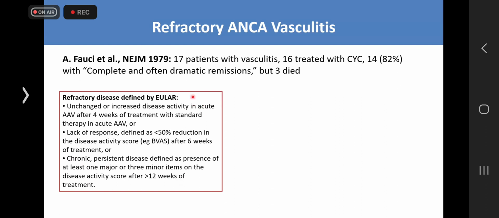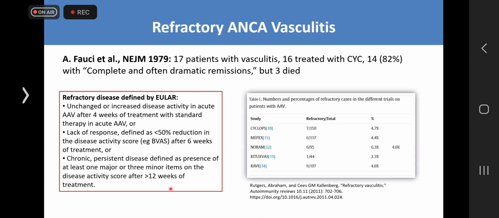I think myself as a nephrologist, I'm not as used to checking off BVAS scores or looking at major and minor items. At the end of the day, what you can see is, despite a few weeks of treatment and appropriate treatment, we have active disease. Clearly, this would qualify the patient that we're discussing.